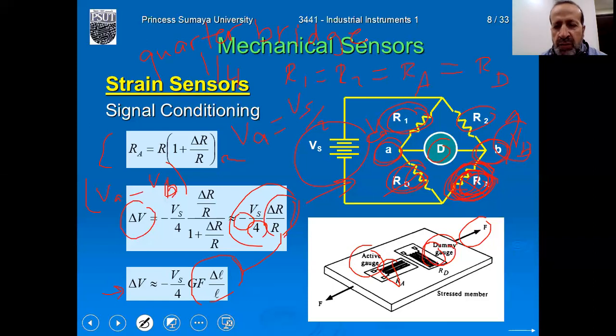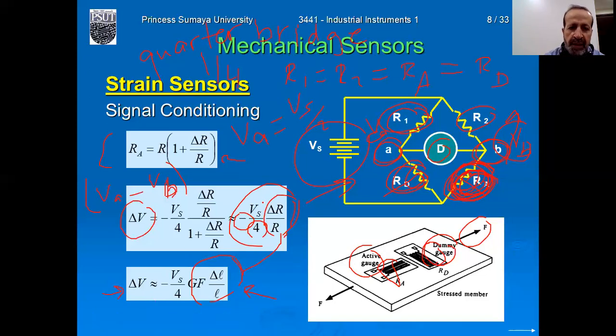For the quarter bridge, we use only one active strain gauge. The other gauge is only for temperature compensation. It is called the dummy. So if we use one active strain gauge, then we have a quarter bridge, and the relation for the output voltage of the Wheatstone bridge is this, with the excitation voltage Vs divided by 4.